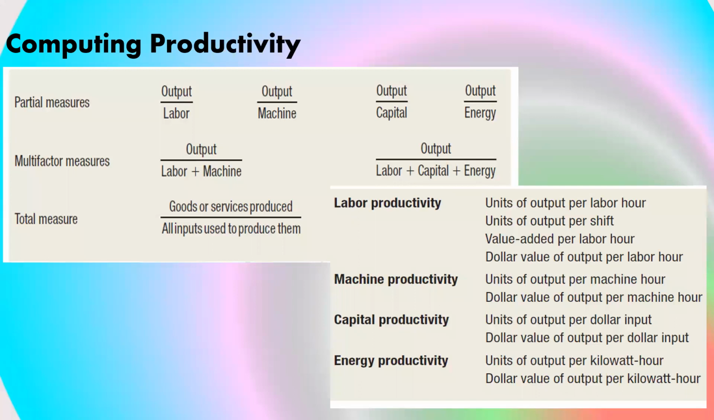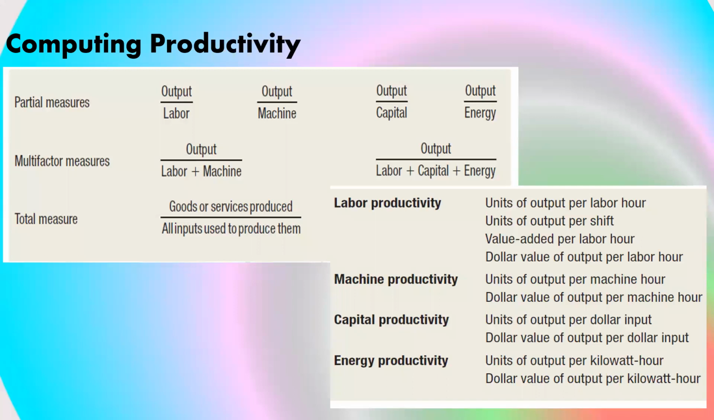So goods or services produced, and then all inputs used to produce them. So probably labor, machine, capital, energy, every input used to produce them. So for you to have an idea: labor productivity, machine, capital, and energy. Labor productivity is the units of output per labor hour, units of output per shift, or value added per labor hour, or dollar value of output per labor hour. So typically the labor or the manpower.